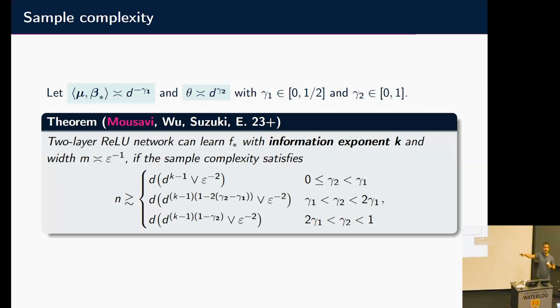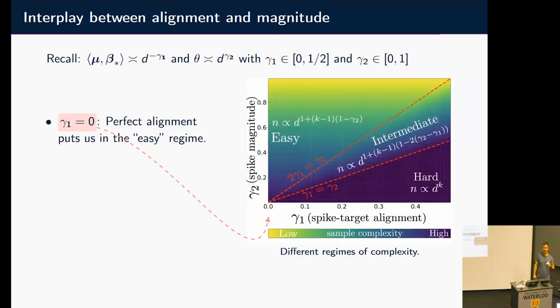So there are three regimes of sample complexity, and they're actually defined by the interaction between these parameters, gamma 1 and gamma 2. So depending on how they interact with each other, you get these different sample complexity regimes. Now, instead of looking at this figure and trying to make sense of it, we can look at the following plot. On the x-axis, we have this spike-target alignment. Here, gamma 1 small means this is the more aligned regime, and this is the less aligned regime. And on the y-axis, we have the spike magnitude. So I'm going to look at a few edge cases and conclude.